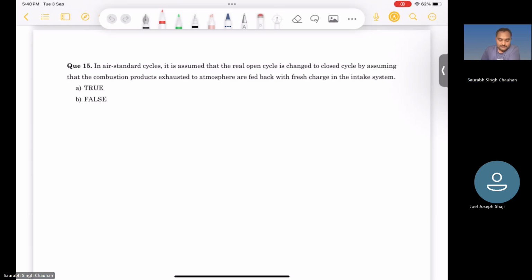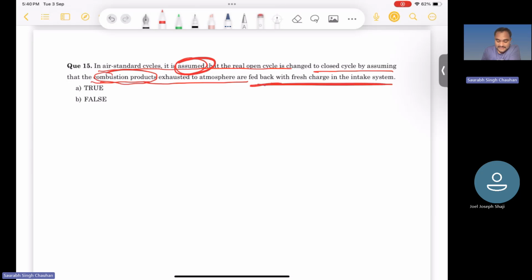So again, we read: in the air standard cycle, it is assumed that the real open cycle is changed to closed cycle by assuming that the combustion products, which is not a very good term for air standard cycles, but anyway, it is written as an assumption, exhausted to atmosphere are fed back with the fresh charge in the intake system. So this is true. I hope this is clear.